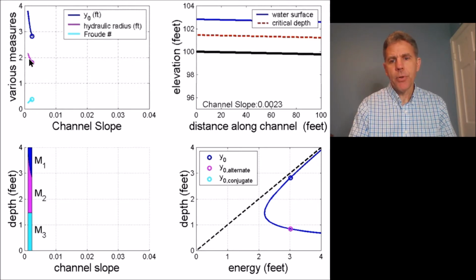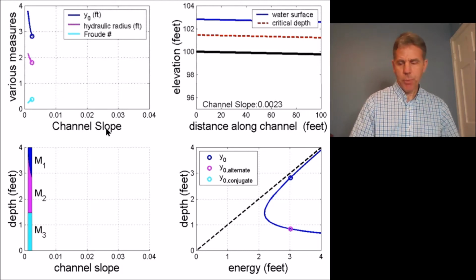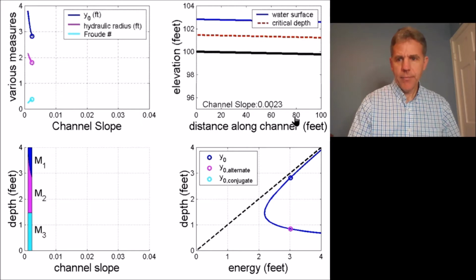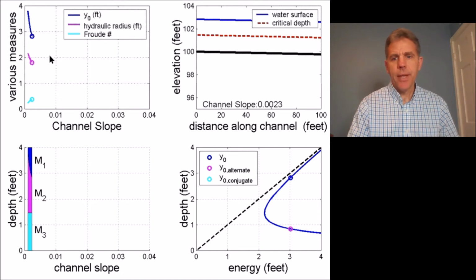In the upper left part of the overall screen, you can see several different parameters. They're all plotted versus channel slope. Channel slope is the quantity that will be varying. You'll actually see the value of that quantity changing in this ticker here.